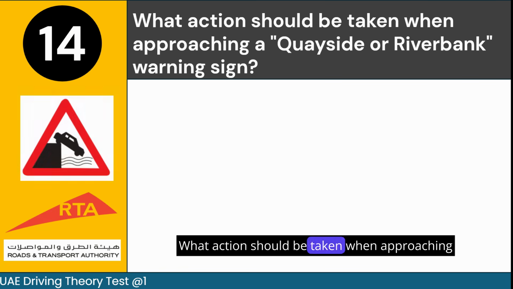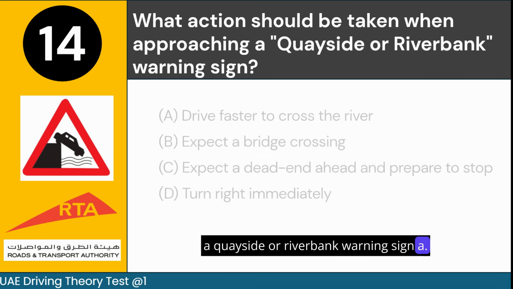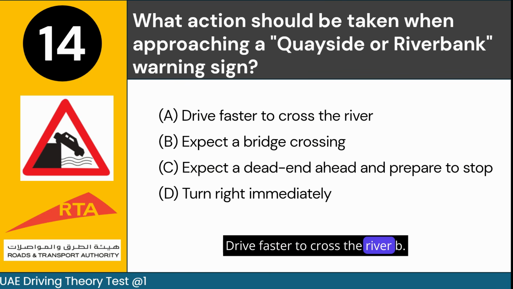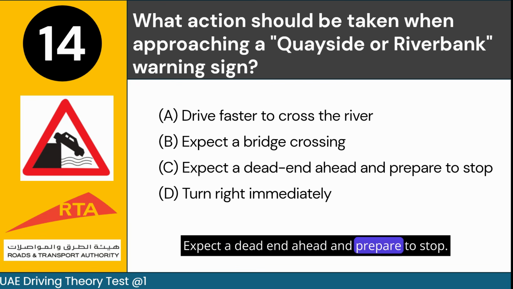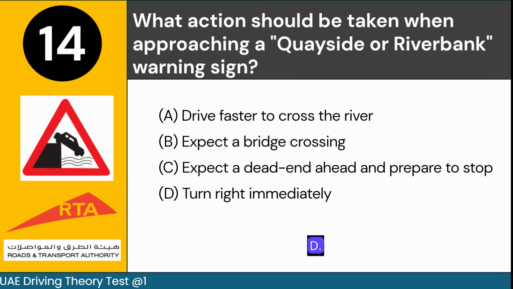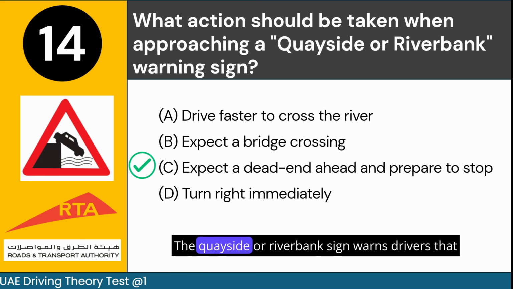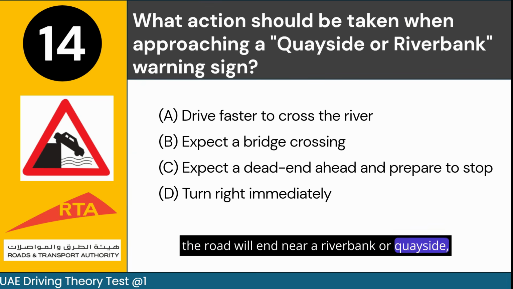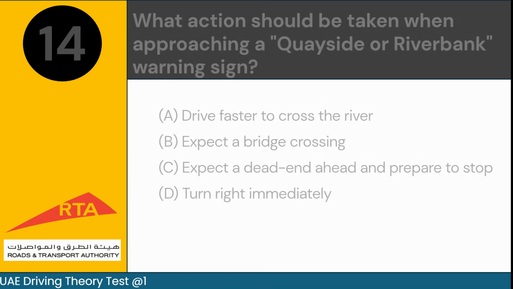What action should be taken when approaching a quayside or riverbank warning sign? A. Drive faster to cross the river. B. Expect a bridge crossing. C. Expect a dead end ahead and prepare to stop. D. Turn right immediately. Answer: C. The quayside or riverbank sign warns drivers that the road will end near a riverbank or quayside, requiring them to slow down and prepare to stop.